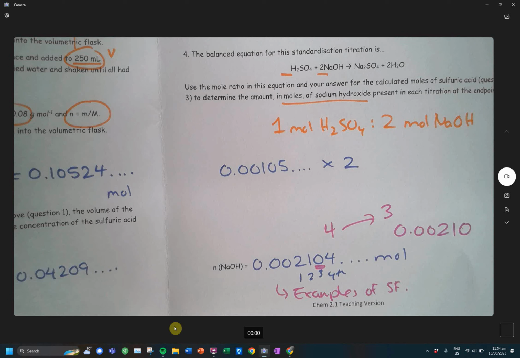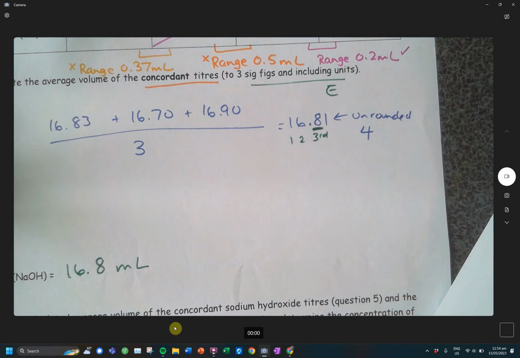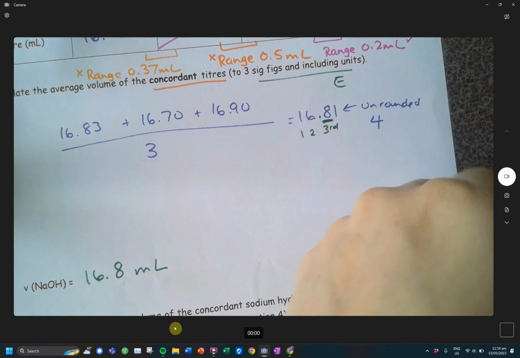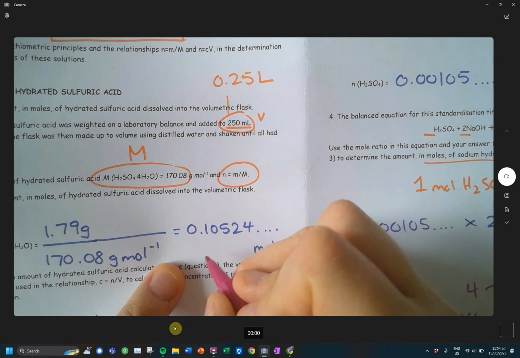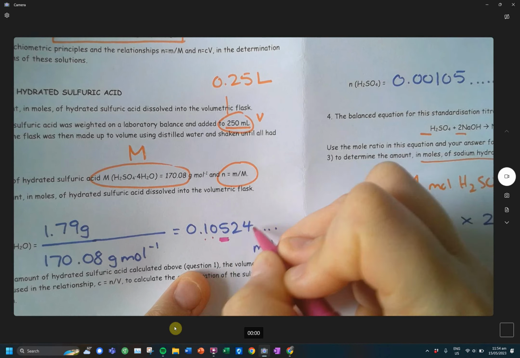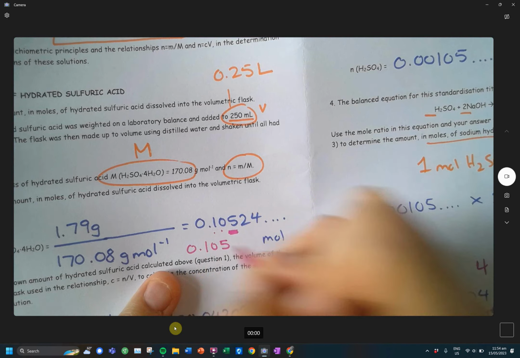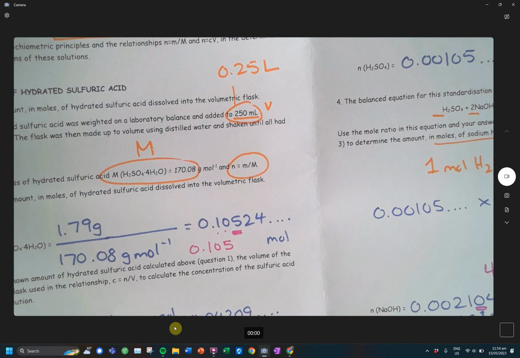Do you want me to go through all the numbers and show you each one, just so you know what significant figures are? You only need to do it when it says to do it. If it doesn't say to do it, don't worry about it. So like this one here, if I wanted 3 significant figures, 1, 2, that's my third one, and then the 2, 4 would get dropped. So it'd be 0.105 if I wanted to do 3 significant figures there.